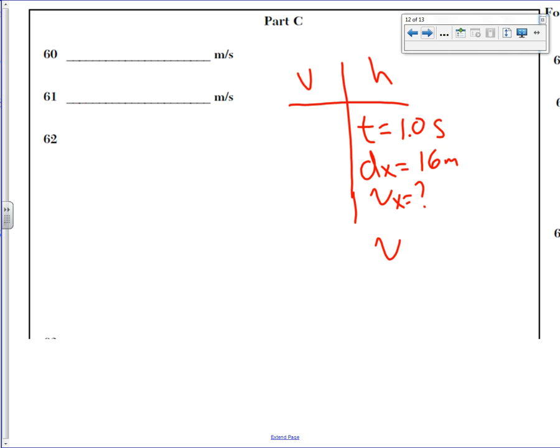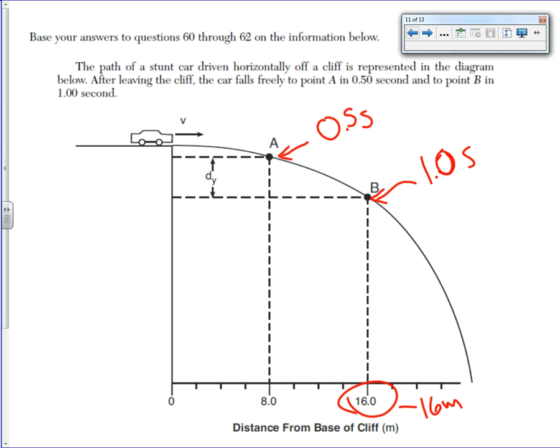So we use our equation, Vx equals dx over t. We sub in our values, and we get a velocity of 16 meters per second. You might say, I know that our horizontal velocity is constant throughout. That's a good thing to know, so you can check your answer with another point. At A, we're at 0.5 seconds, and we have a displacement of 8. So 8 divided by 0.5, our distance divided by our time to get our velocity, is also 16. So that's another way to check it.